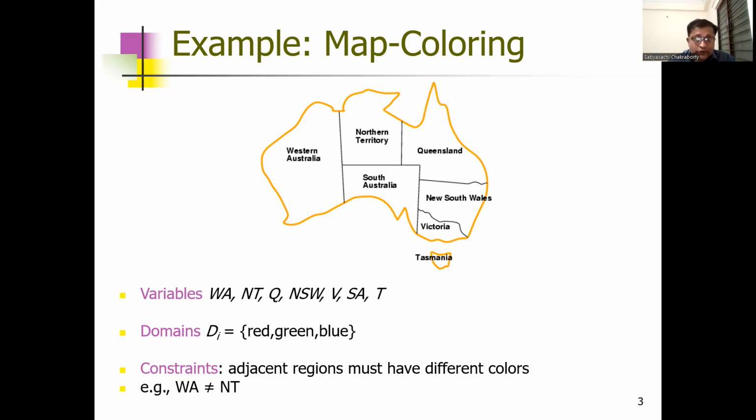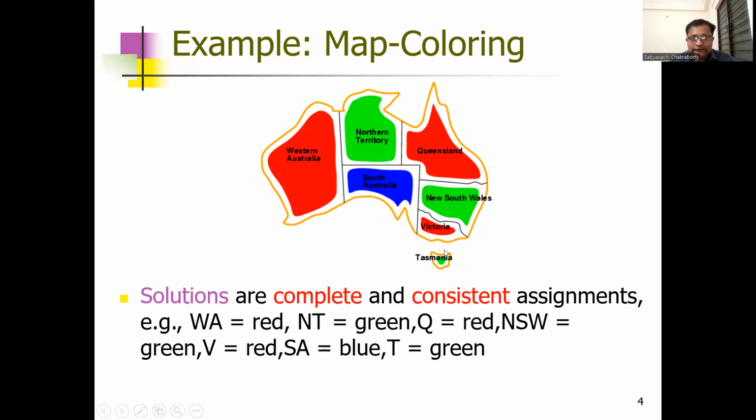And what is the constraint? The constraint has to be satisfied. The constraint is that no two adjacent vertices should have the same color. Like Western Australia and Northern Territory cannot have the same color. Western Australia and South Australia cannot have the same color. Northern Territory and Queensland cannot have the same color, just like that. So now, how to solve?